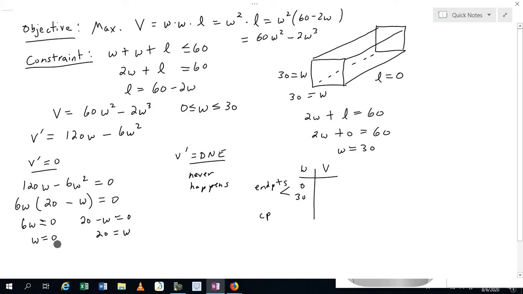So at first, it appears that there are two critical points here, but technically this one is not a critical point. So we're going to eliminate it. Why is it not a critical point? Because critical points have to be in the interior of the domain of the function. And this is not in the interior. This 0 is at the endpoint. So the only critical point we have here is 20, and that is in the interior of the domain.